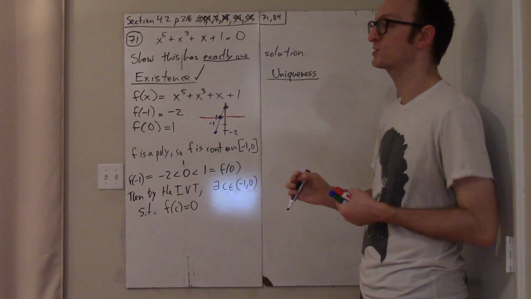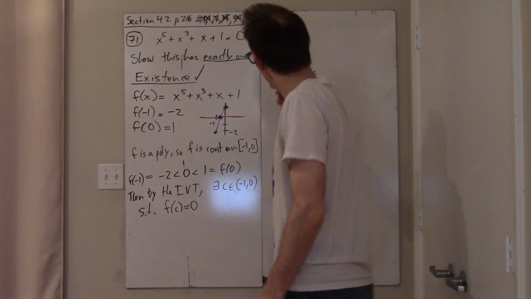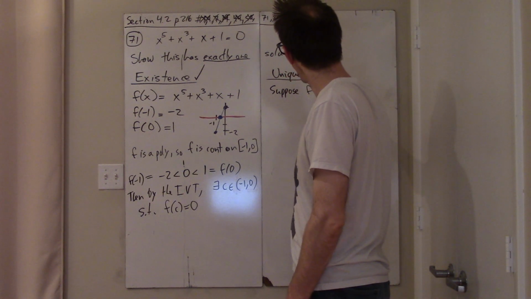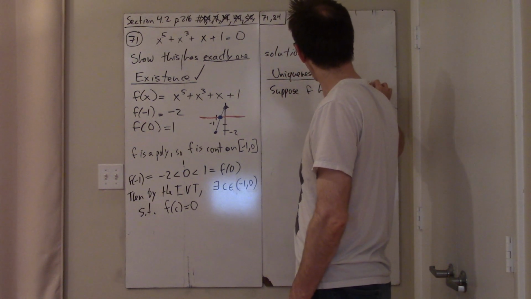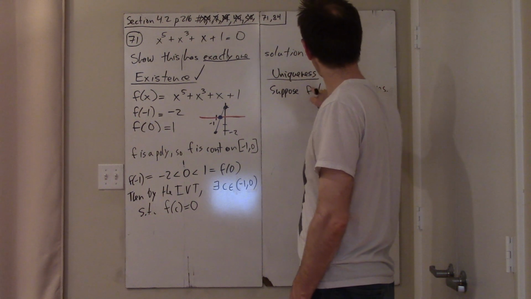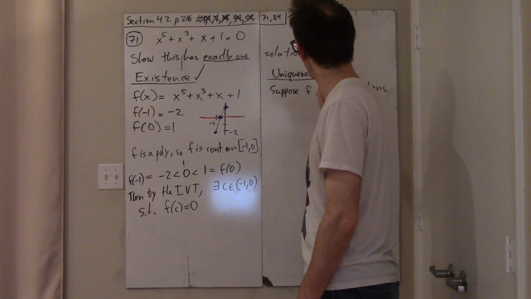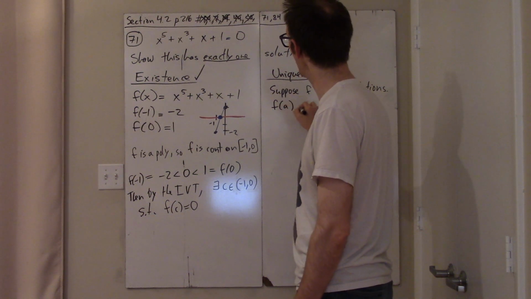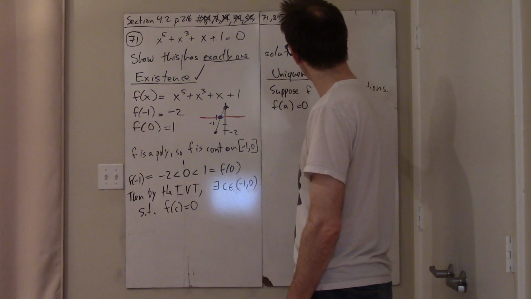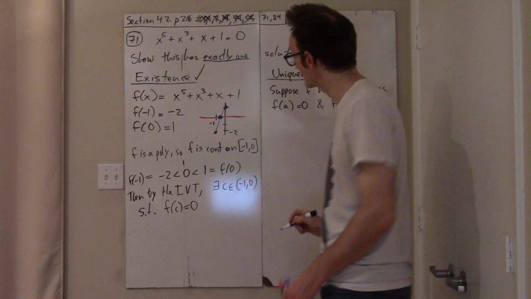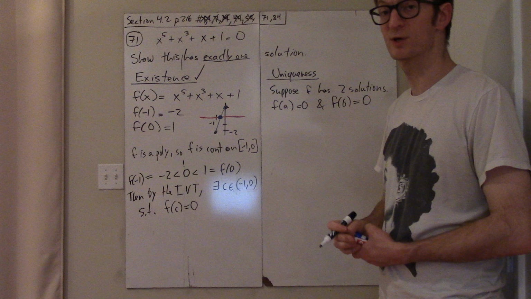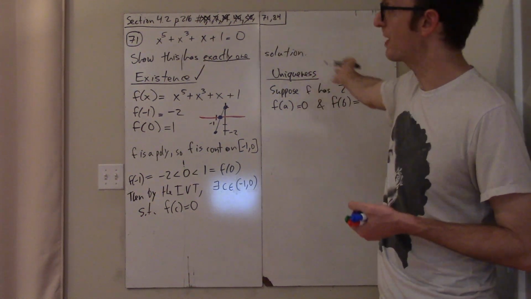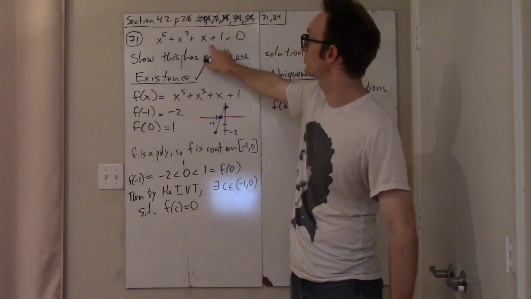At least one, we now have to show that there can't be more than one. And so we say, okay, suppose f has two solutions. You can call them anything you want. Maybe you can say, suppose that f of a is 0 and f of b is 0. So suppose you have some two numbers, a and b, and both of them, when you plug them into f, you get back 0. So that would be two solutions to this equation.